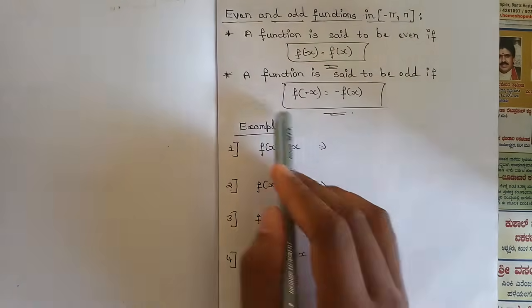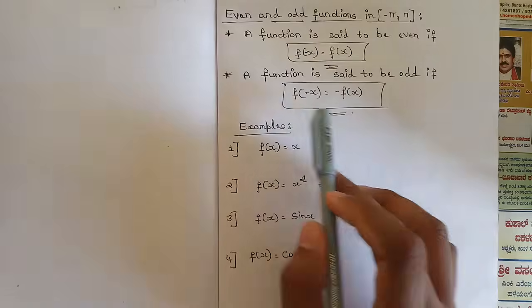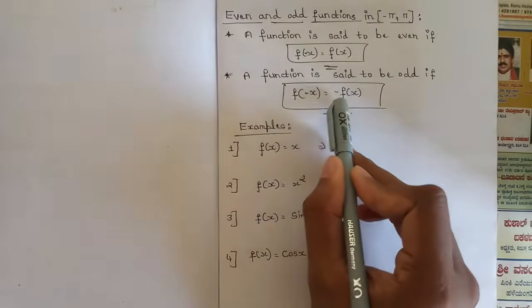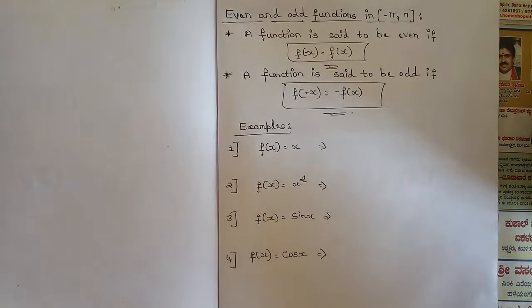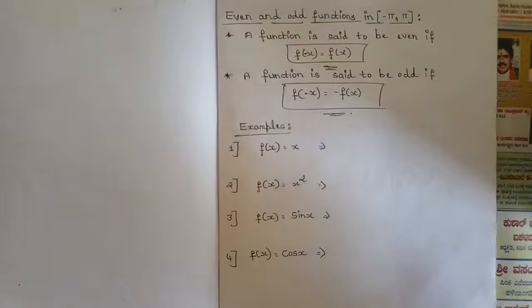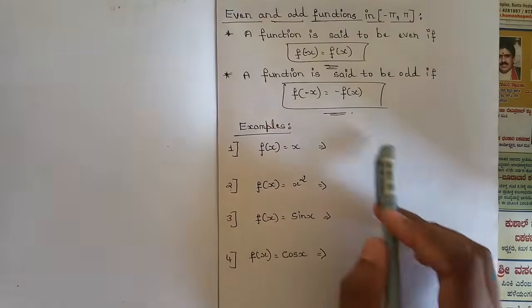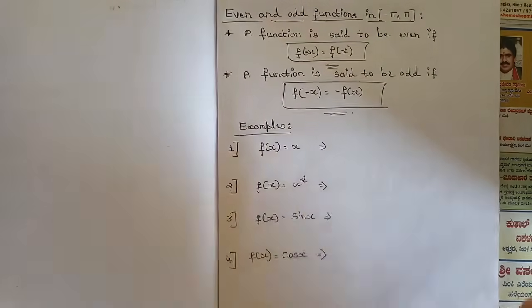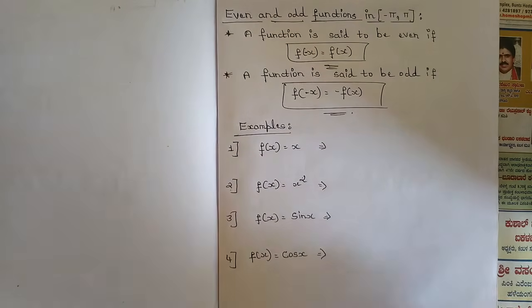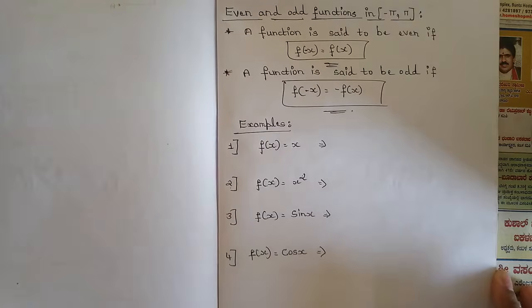In the other case, a function is said to be odd if f of minus x is equal to minus f of x. The same thing, if we replace x by minus x, and by simplifying, if we get minus of f of x, then we say that this function is said to be odd. So these are all about even and odd functions. So now let's solve some examples.